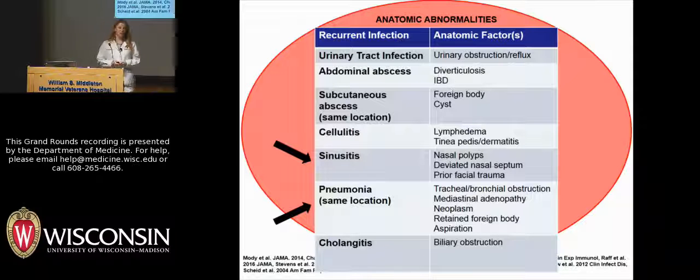I will just point out, too, sinusitis and pneumonia. And there are patterns of sinusitis and pneumonia where you'd really think, could there be a primary immunodeficiency? And I'll be giving some examples of these later and some red flags on when to consider primary immunodeficiency for these infections.